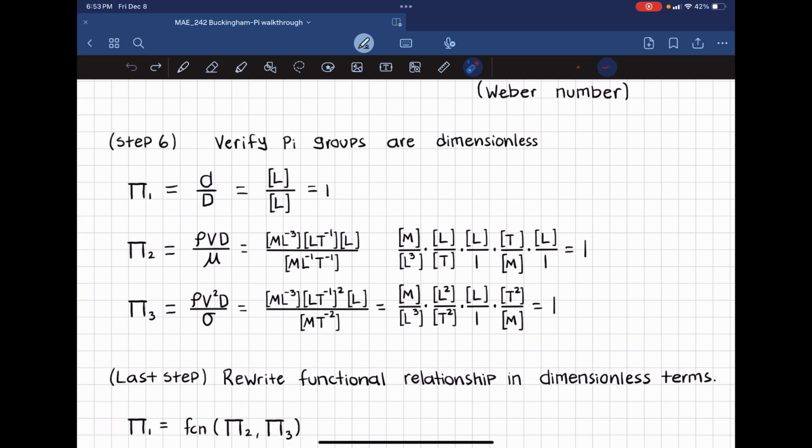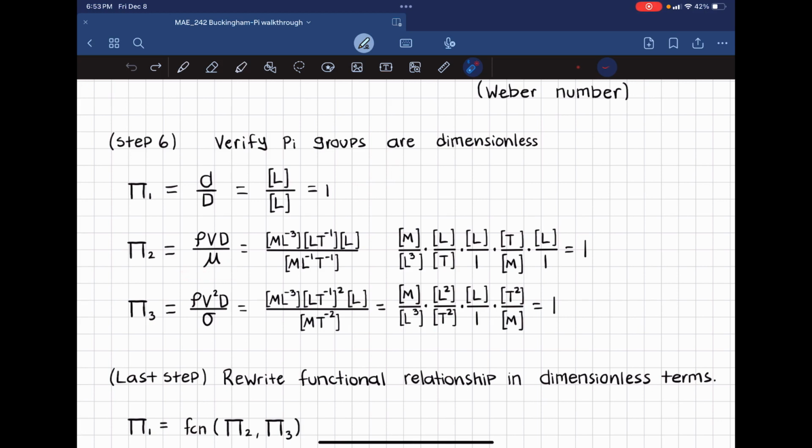Now this one, pretty straightforward. D is dimension length. Anything over itself is going to be equal to 1, so we can say that is in fact dimensionless. So put a little check, dimensionless. Now for pi 2, we found this to be the Reynolds number, which is rho VD over mu.